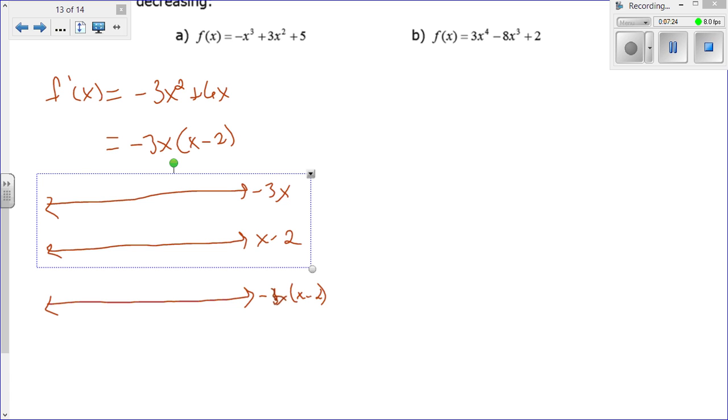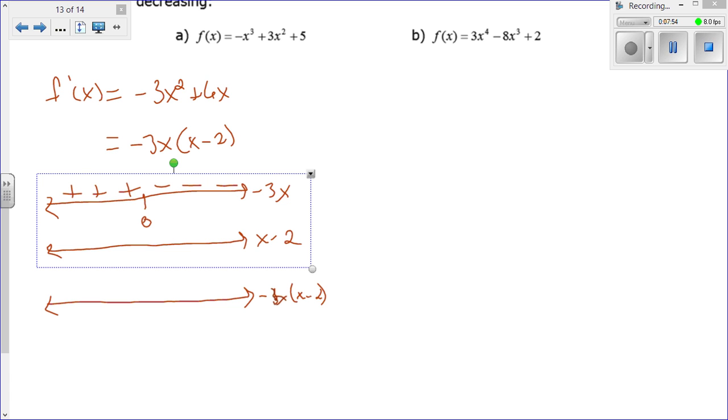So my first number line will be 0 at 0. If I put a number in for x that's less than 0, say for example -10, -3 times -10, I'm going to end up with a positive value. So anything to the left of 0 is positive. If I put a number greater than 0, like +10, -3 times 10 is -30. So anything to the right of 0 is negative.